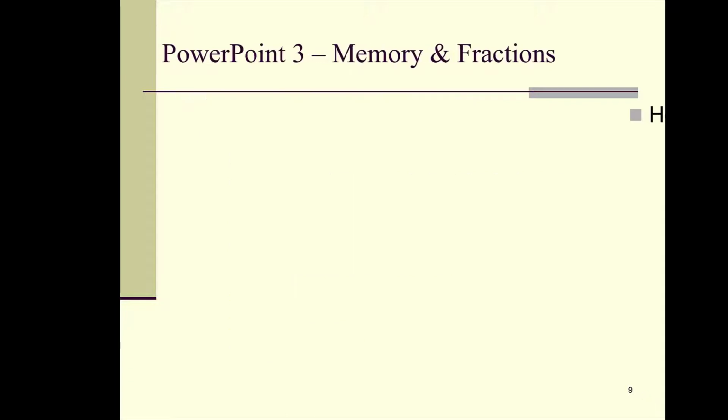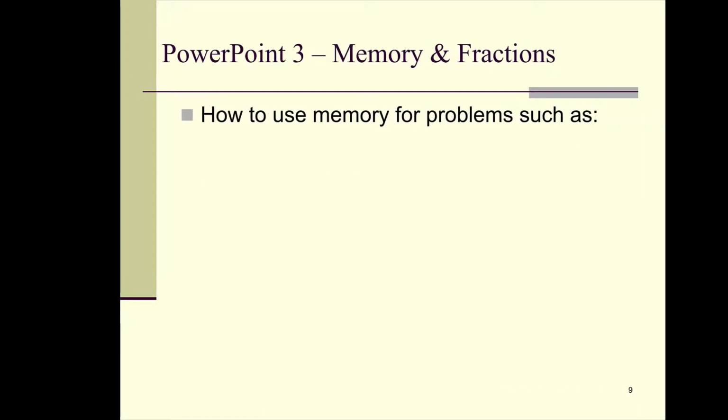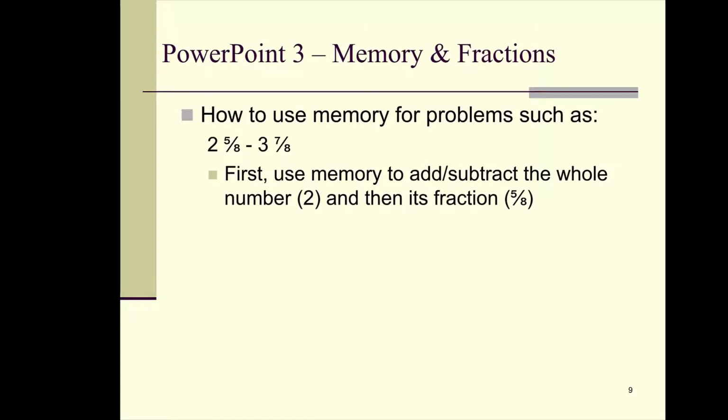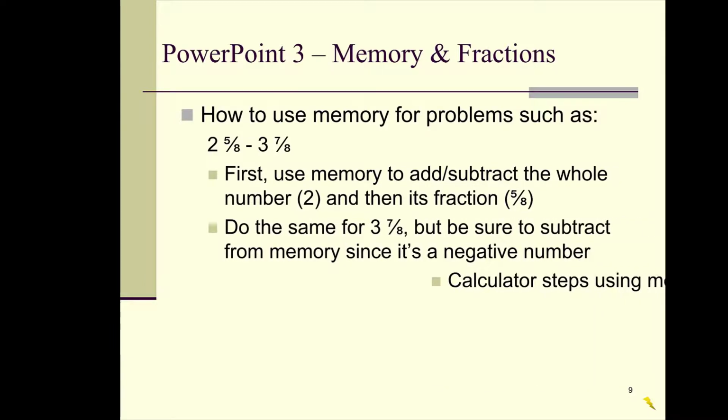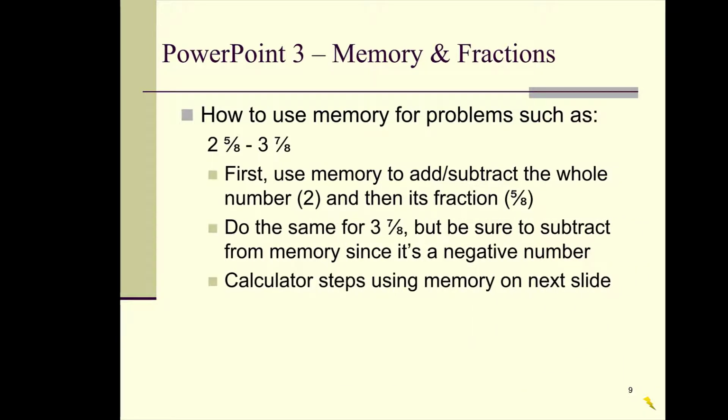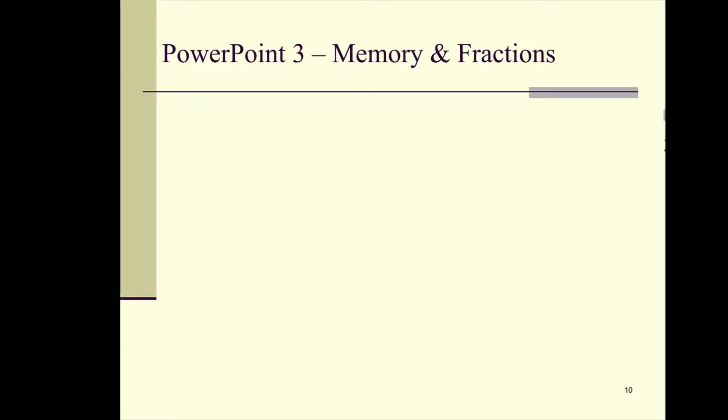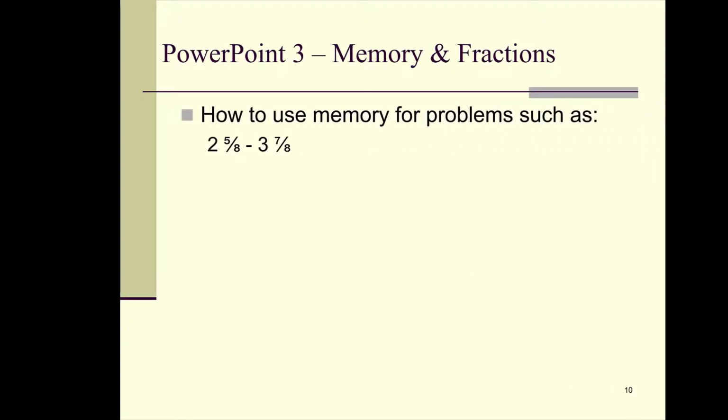Now it is possible to use memory on a problem such as that, and I actually prefer using memory for this type of problem. To do that, we would use memory to add and subtract the whole number, which would be the 2 in 2 and 5/8, and then we figure out what its fraction is, 5/8. We convert it to a decimal and then add that to memory. And since 3 and 7/8 is negative, we would do the same thing, but instead of adding to memory, we would subtract from memory. So let's do this problem this time using memory.